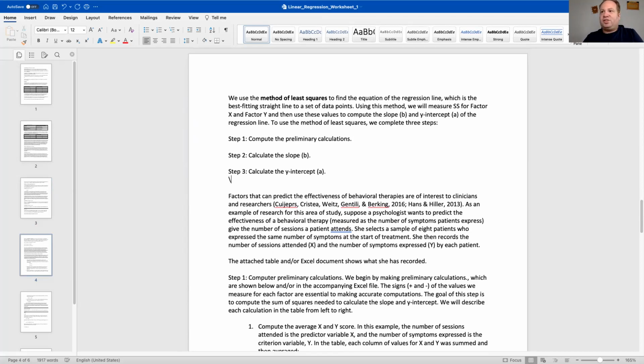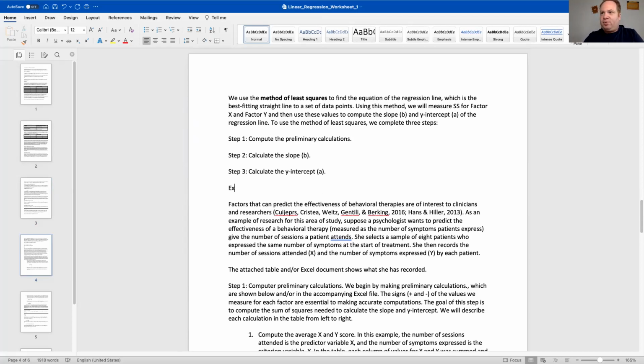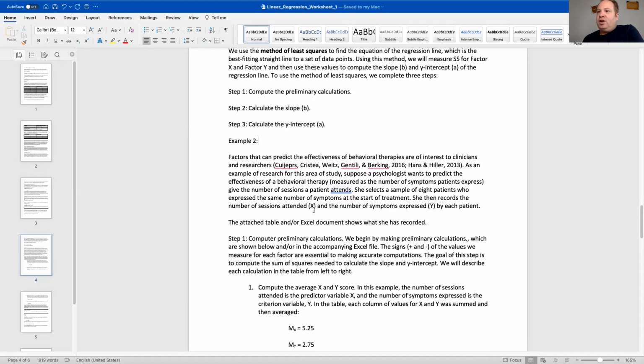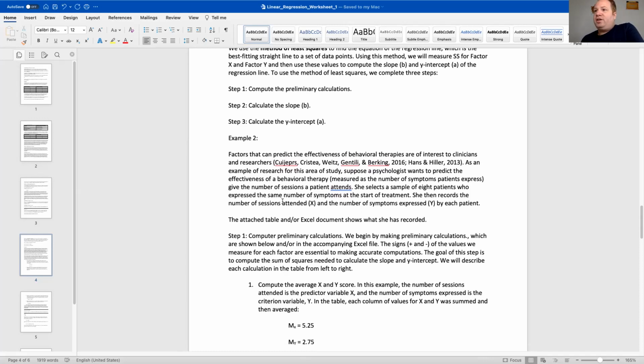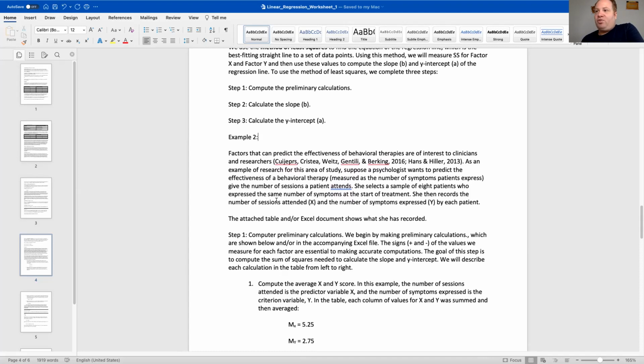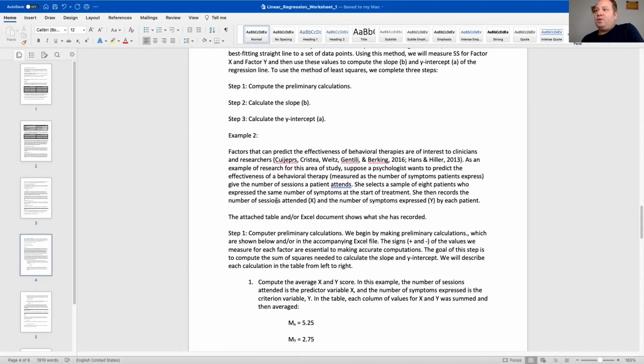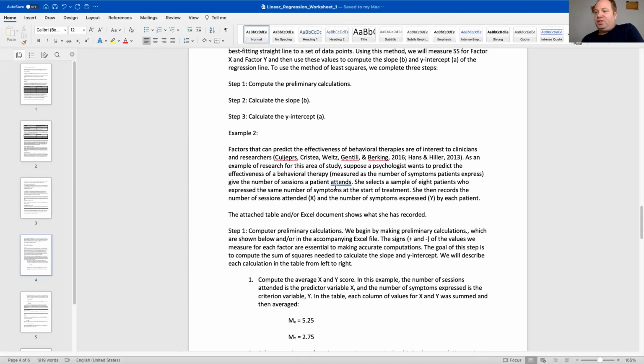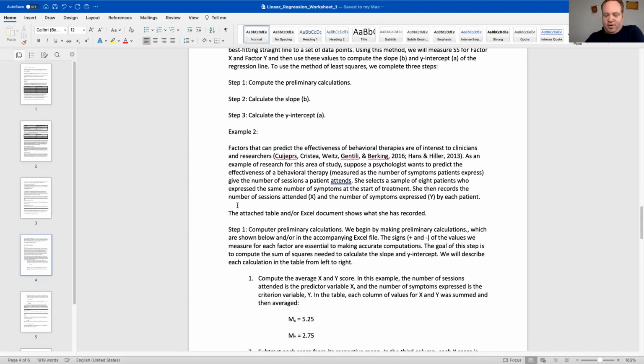So another example here. I think this is example 2. Factors that can predict the effectiveness of behavioral therapies are of interest to clinicians and researchers. As an example of research in this area of study, suppose a psychologist wants to predict the effectiveness of a behavioral therapy, measured as the number of symptoms that patients express, given the number of sessions a patient attends.